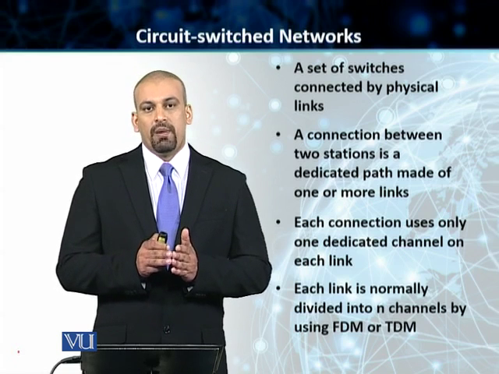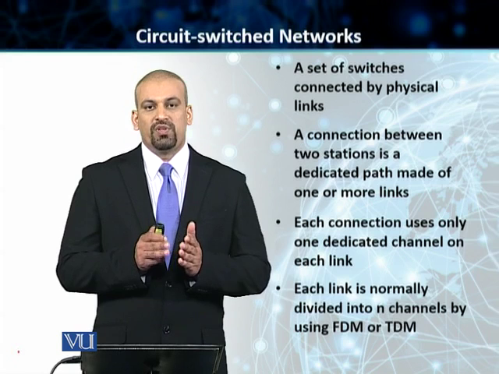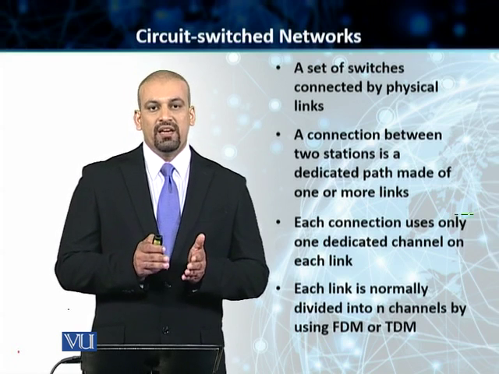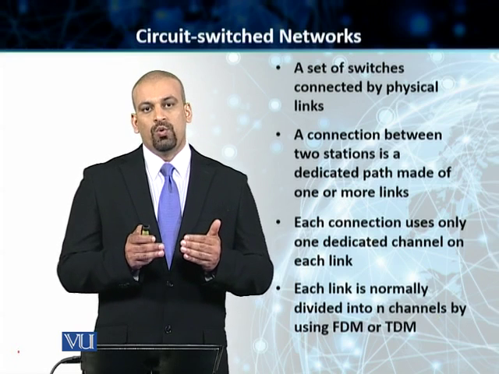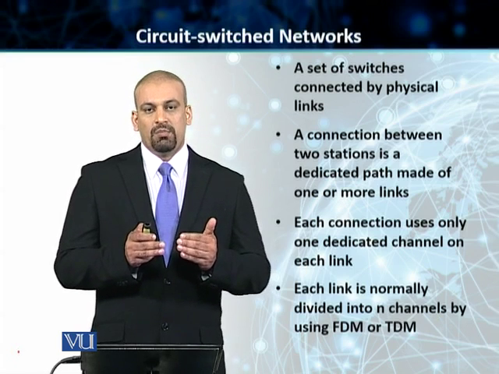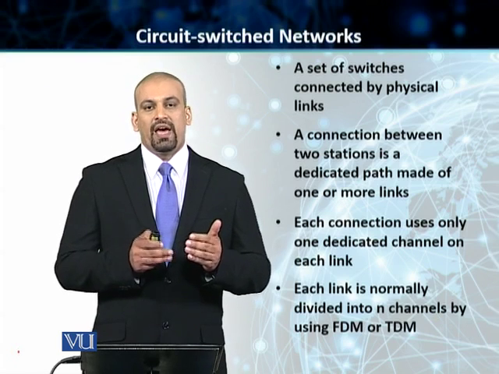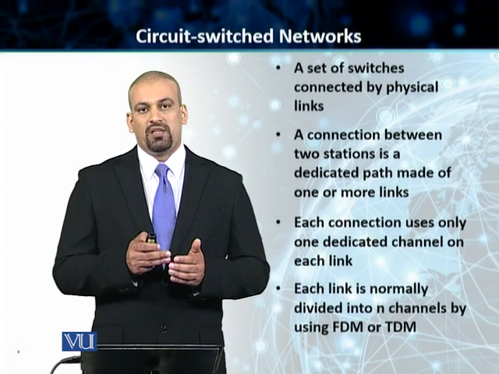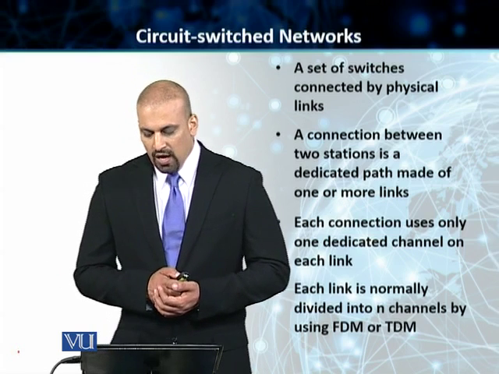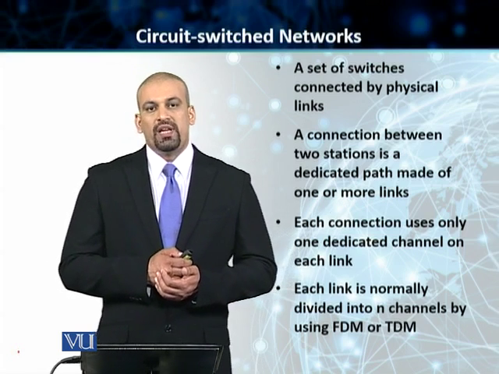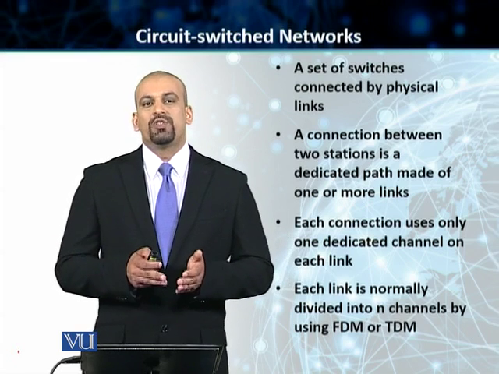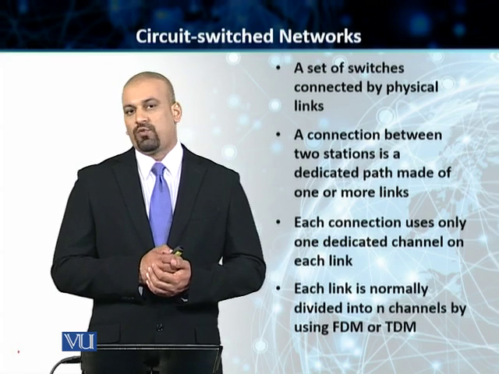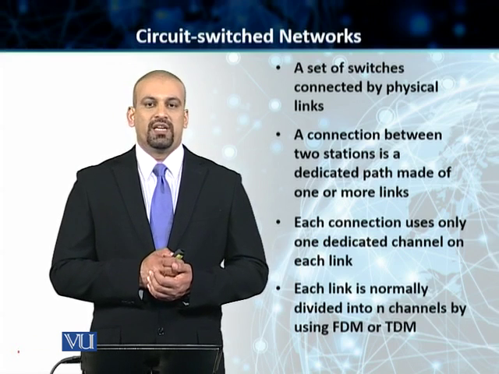But for now, you need to remember that every single communication between the 2 devices happens in a circuit switch network by using a link that we established between the 2 entities, between side A and side B. And on this link, we have got multiple channels that are going to represent the connections. Students, each link is normally divided into these channels by using frequency division multiplexing or time division multiplexing. You have gone through both of these techniques in real detail.